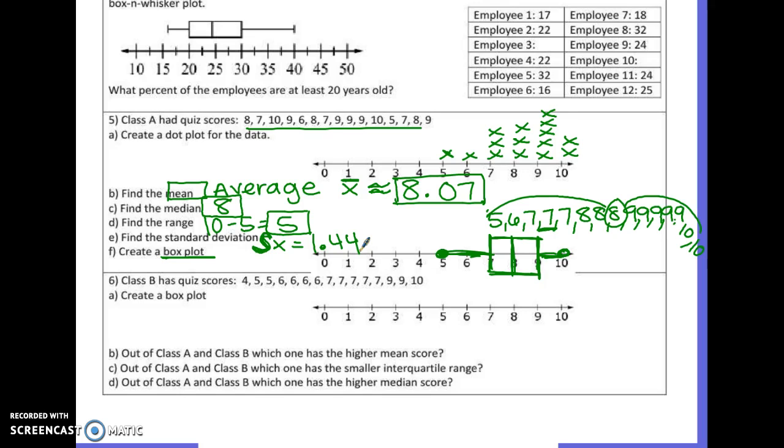Okay, then Class B. What we're going to do with this is compare it to Class A. So we're going to create a box plot and then compare it to what we did on number 5. We've already got the numbers in order. All we need to do is make a box plot. So 4, 5, 6. 1, 2, 3, 4, 5, 6, 7.